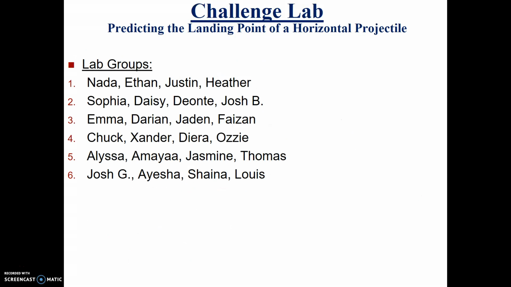Here are the lab groups for this lab experiment. Please get with these people. You're designing your procedures with these people. Everyone is submitting their own procedures, even though you're working as a group to develop them.